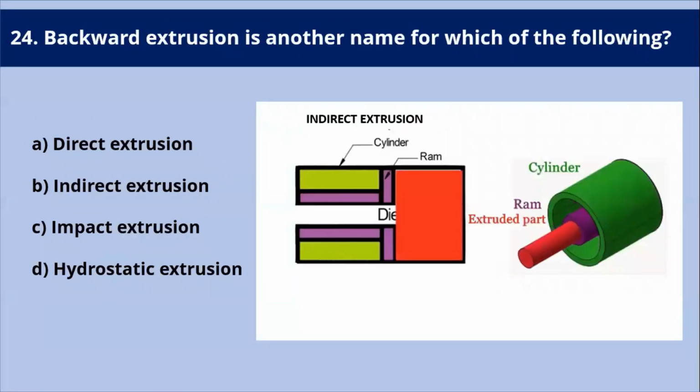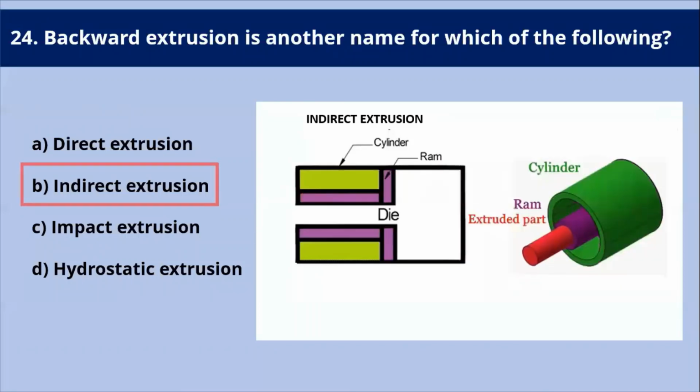Next question: backward extrusion is another name for which of the following? That means, what is the other name of backward extrusion? We know very well that the other name of backward extrusion is indirect extrusion. So in this method, the metal is extruded back through the ram or plunger. You can see from this diagram also. So here the answer is B, indirect extrusion.